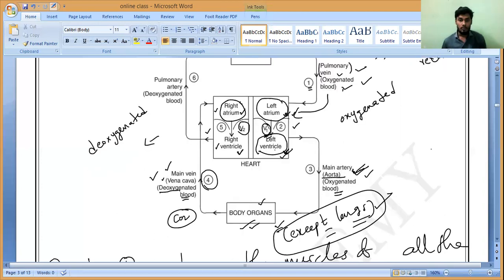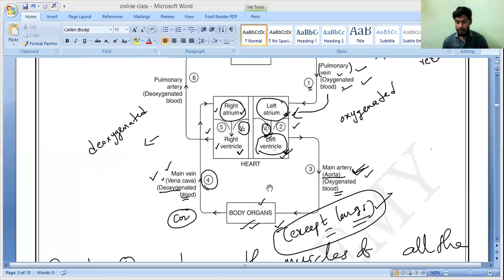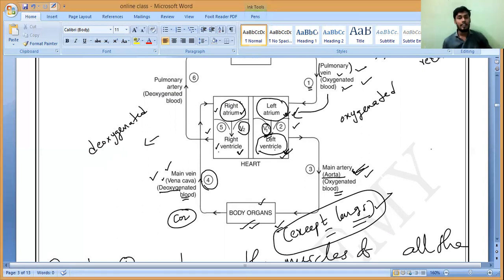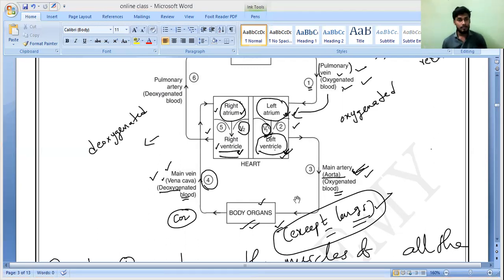Please write it, all of you. Step 5. When the right atrium contracts, the deoxygenated blood is pushed into which ventricle? The right ventricle. Do you understand? Write it: when the right atrium contracts, the deoxygenated blood is pushed into the right ventricle through the valve V2.